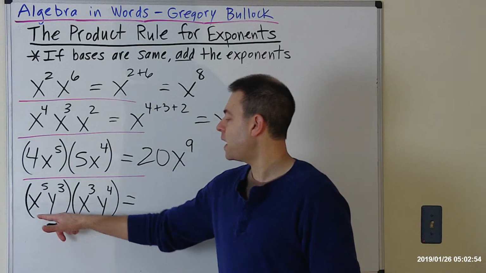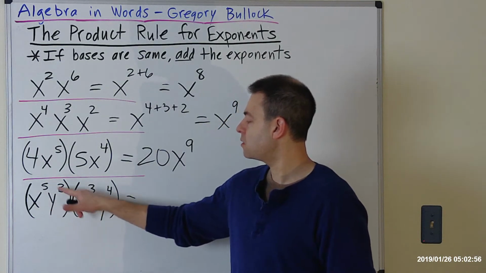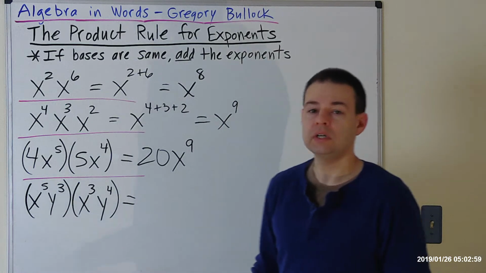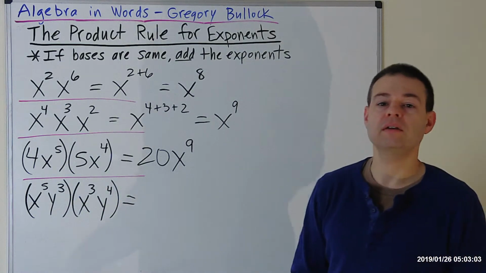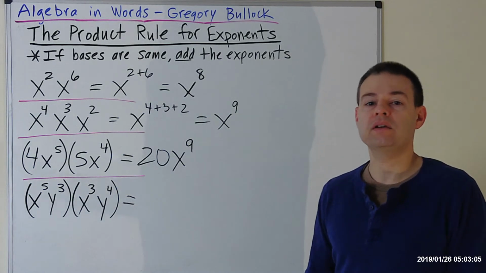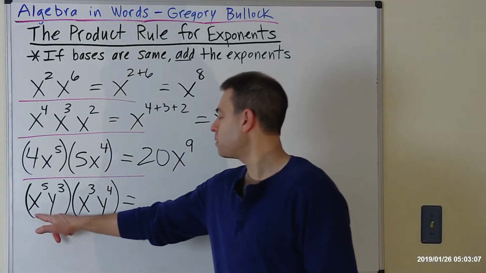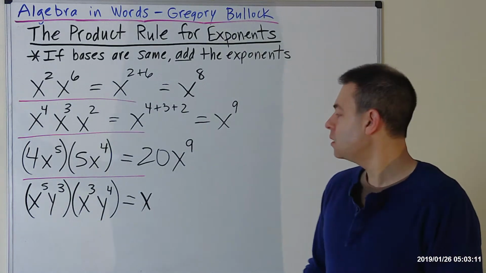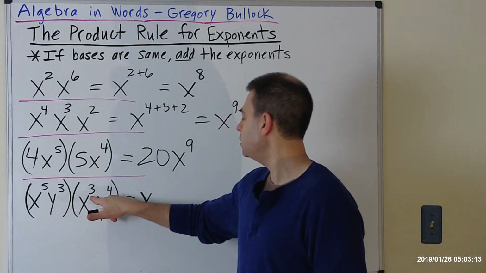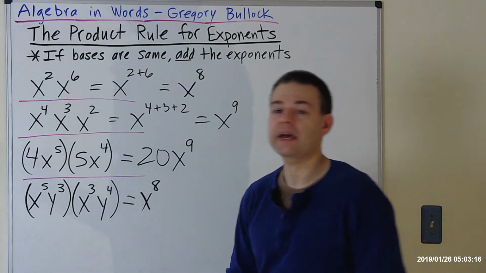Let's move to the next problem, which again in this case now has 2 variables. In this factor, x to the fifth times y cubed times x cubed y to the fourth. All right, again, go step by step and go one variable at a time. First, let's look at the x's. Write the common base x. 5 plus 3 is 8 to get x to the eighth.